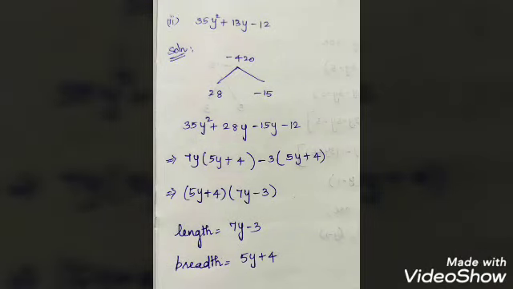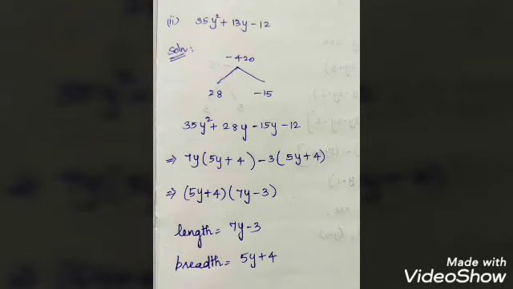The same question here. 35y square plus 13y minus 12. First multiply the coefficient of y square and the constant. What will we get? 35 into minus 12, minus 420. If we make the product, it will be minus 420. If we add, we will get 13. So 28 and minus 15. How can we write? 35y square plus 28y minus 15y minus 12.